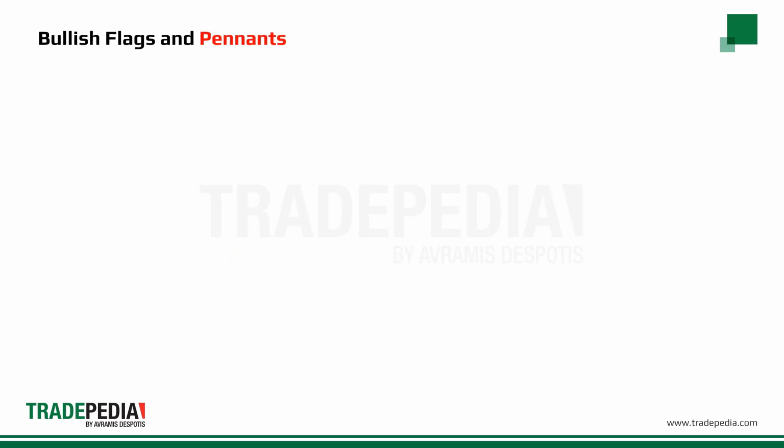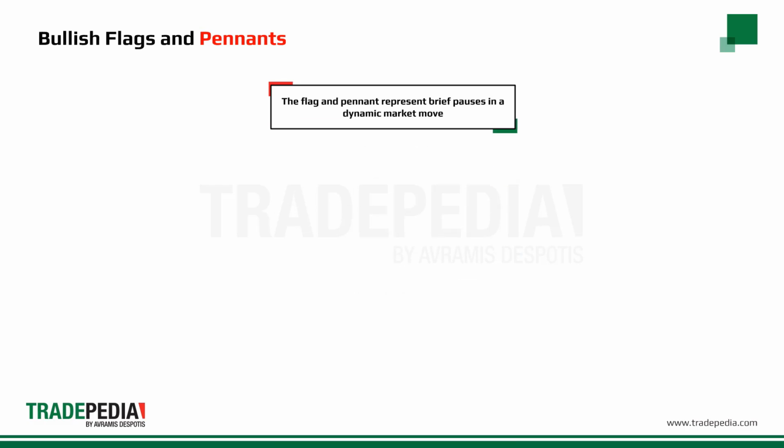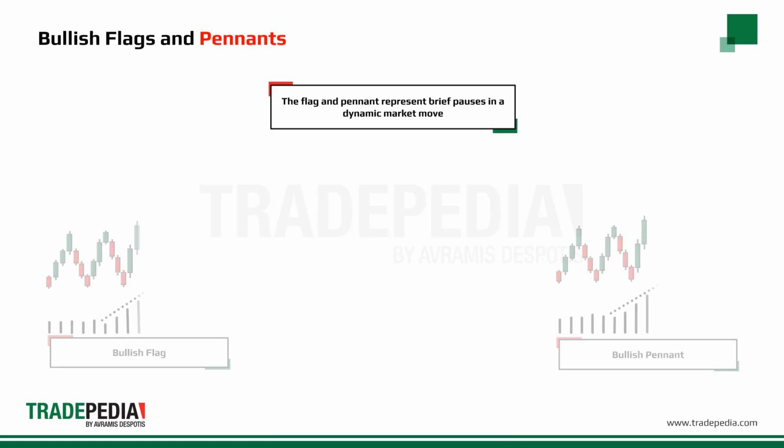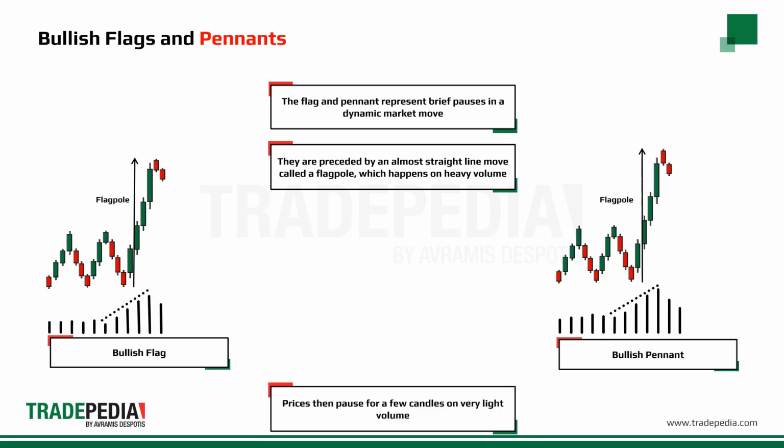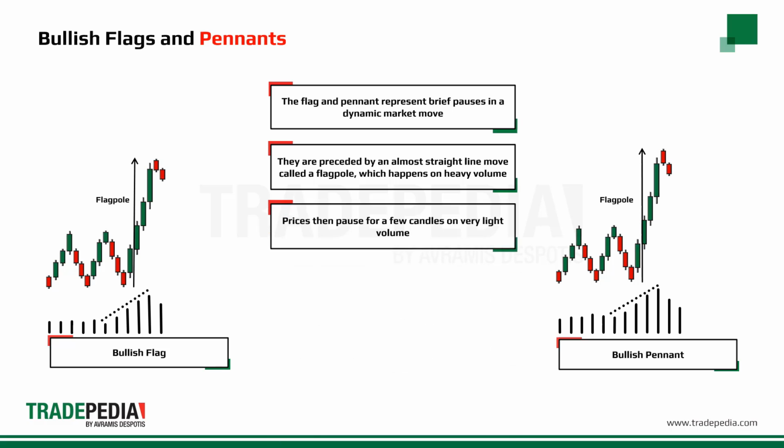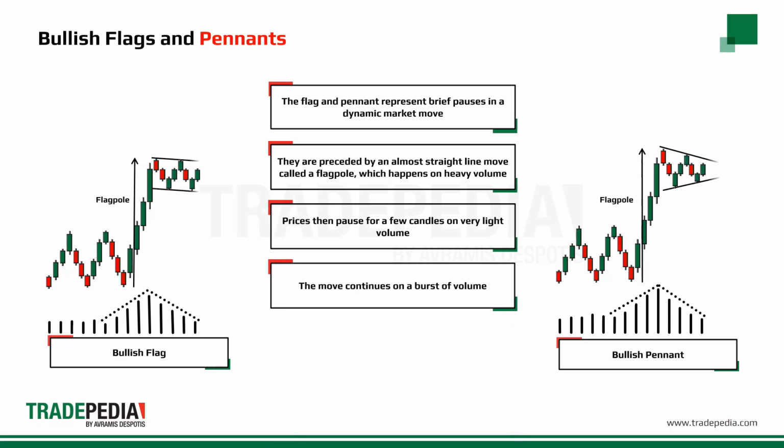Two other continuation patterns are the flags and the pennants. The flag and pennant represent brief pauses in a dynamic market move. They are both preceded by an almost straight line move, called a flagpole, which happens on heavy volume. Prices then pause for a few candles on very light volume. The move continues on a burst of volume.